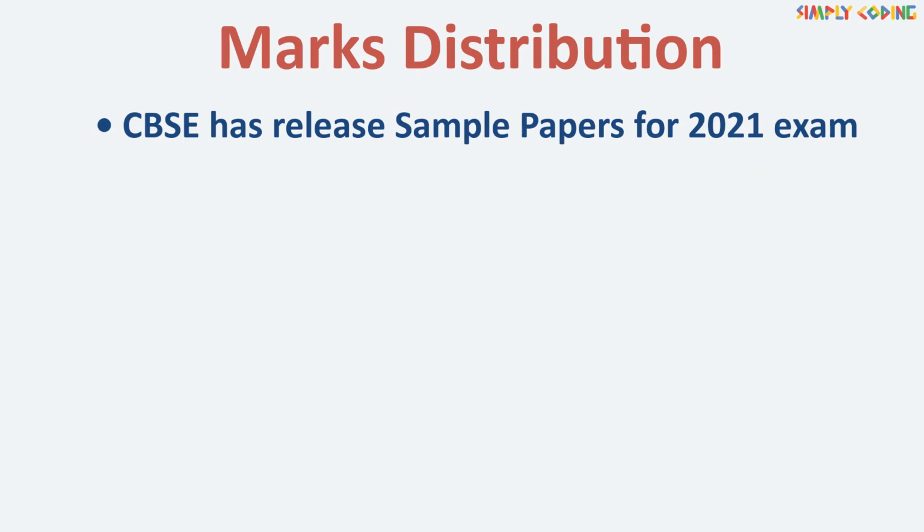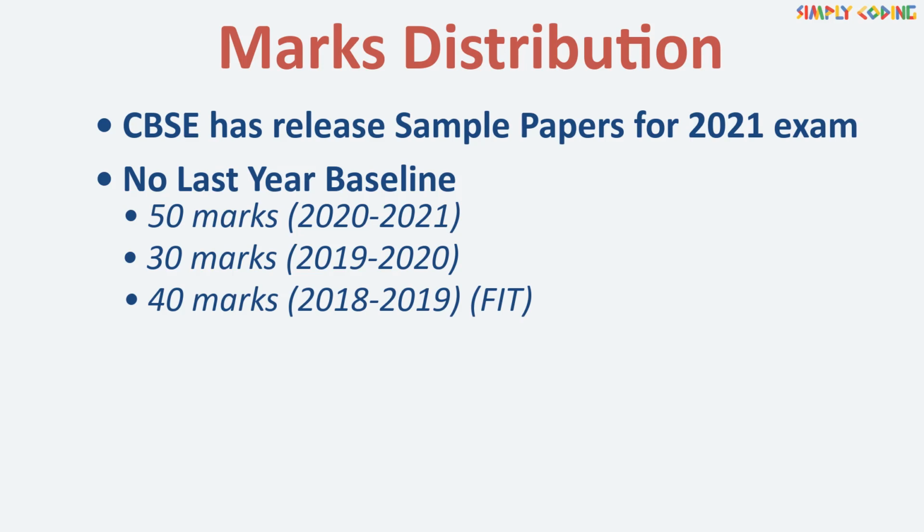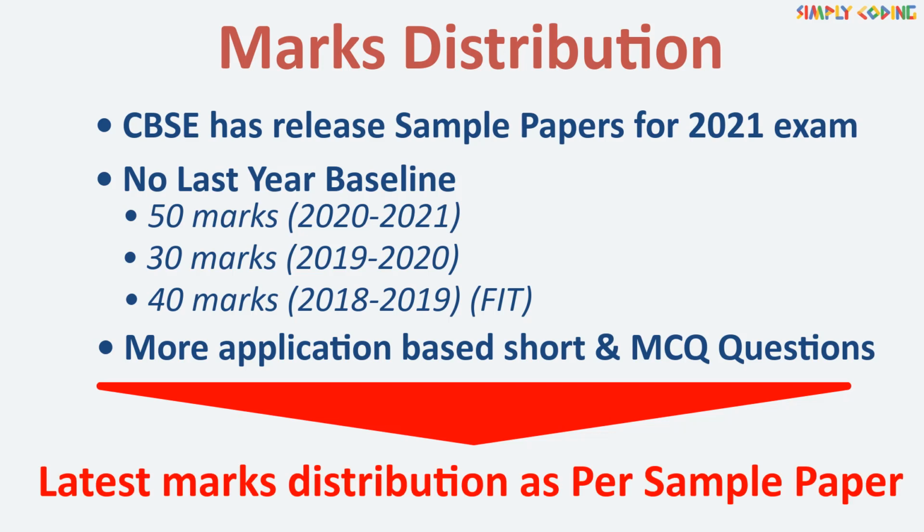Next, let's see how these marks are distributed in the sample question paper. CBSE has released the sample question paper for this year's exam. If we try to compare with previous years, there is no clear comparison as syllabus has changed quite a bit in last 2 years. This year theory paper is 50 marks, last year it was 30 marks and 40 the year before. Also CBSE is moving towards more application based short and MCQ types of questions.